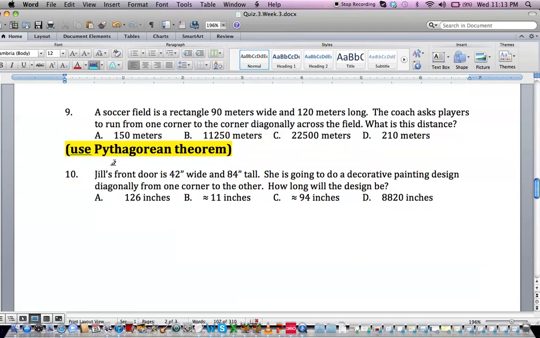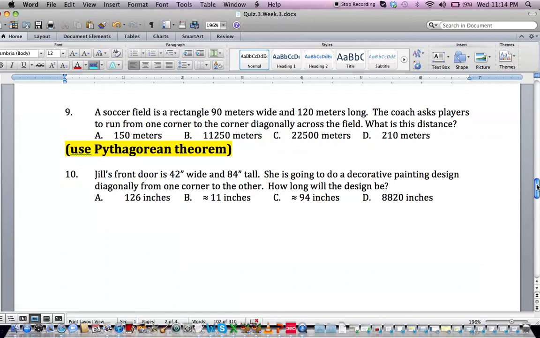Use the Pythagorean theorem. And then number 10, Jill's front door is 42 inches wide and 84 inches tall. She is going to do a decorative painting design diagonally from one corner to the other. How long will the design be? Once again, use the Pythagorean theorem. Okay? Use the Pythagorean theorem, and those are listed up front at the top of the quiz. Show your work. On 9 and 10, show your work just like you did on everything else, okay?